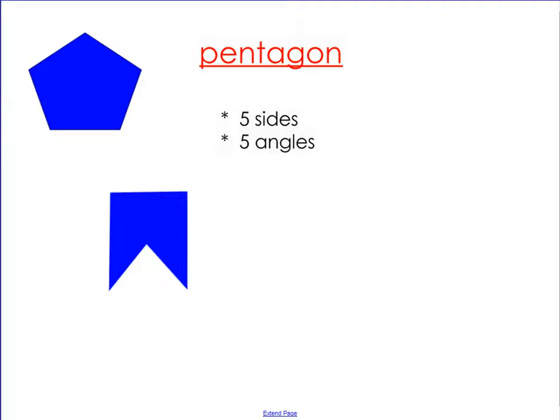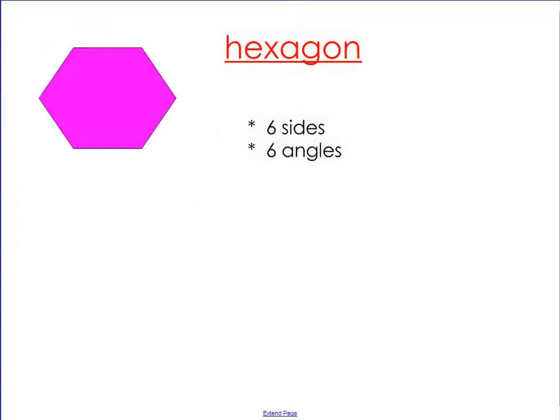A pentagon has 5 sides and 5 angles. A hexagon has 6 sides, 6 angles. I always try to remember hexagon has an X in it just like the number 6 has an X in it, and that'll help you remember hexagon having 6 sides and 6 angles.